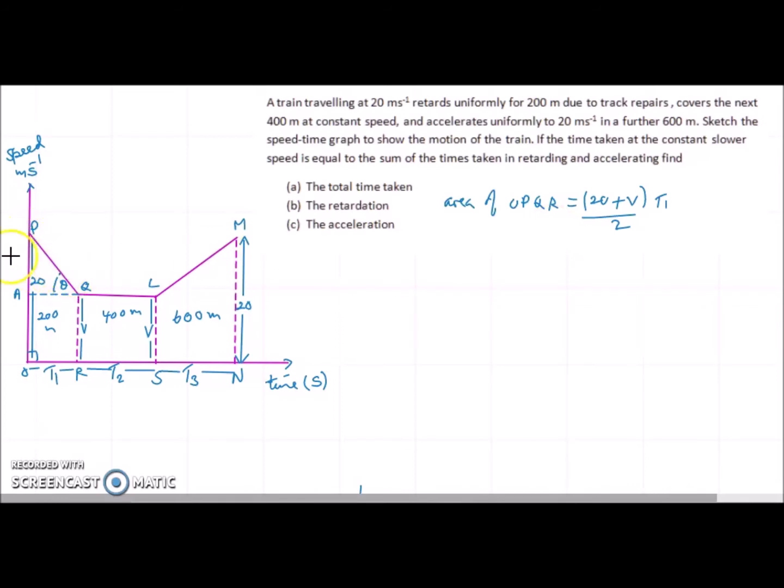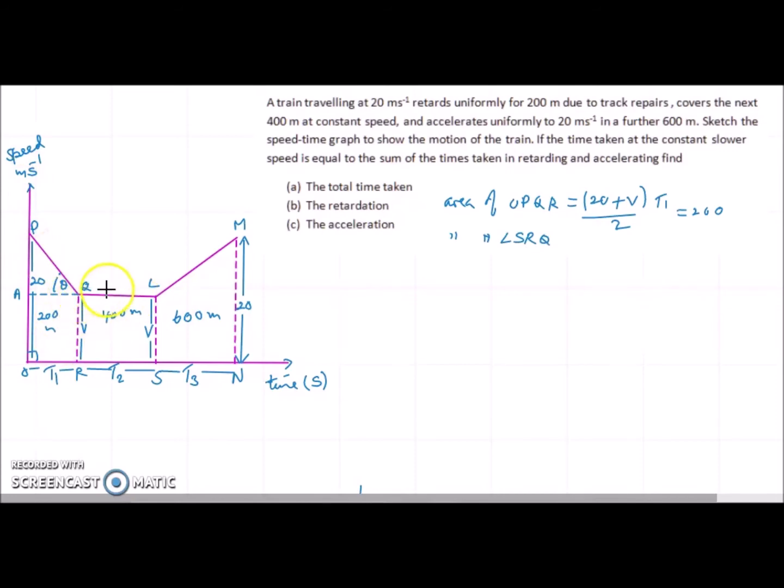Why is that? This is a trapezium. Area of this trapezium equals sum of the parallel sides divided by 2 into this height of the trapezium. This height is T1. We equate this to 200. This area gives the distance, that is 200 meters.